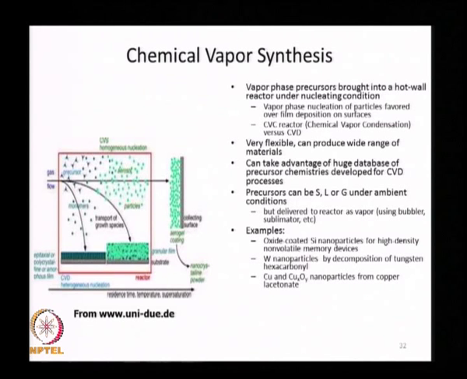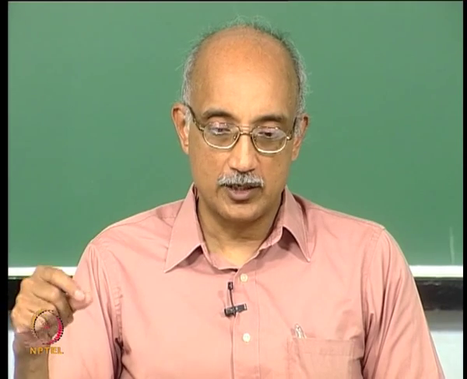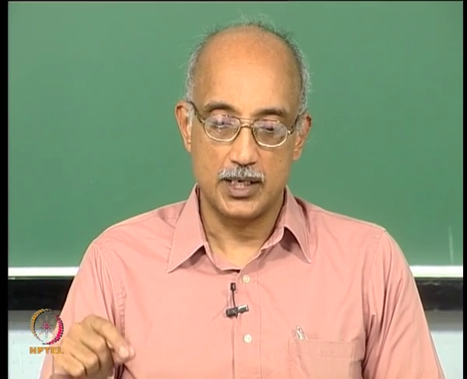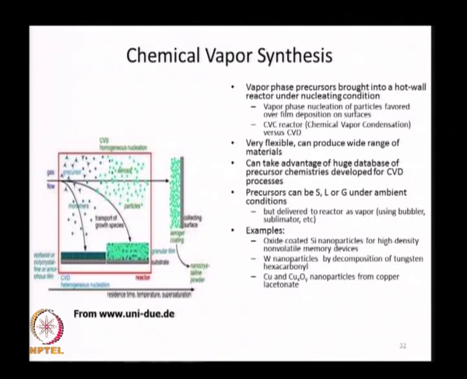Because of this, the entire reactor is in a condition where it promotes nucleation. So, vapor phase nucleation of particles in this case is favored over film deposition on surfaces. For those of you who are familiar with chemical vapor deposition, this is the exact opposite of that. In a CVD reactor, you try to design the reactor conditions such that the nucleation only occurs heterogeneously on the target surface on which you are trying to put down a film.